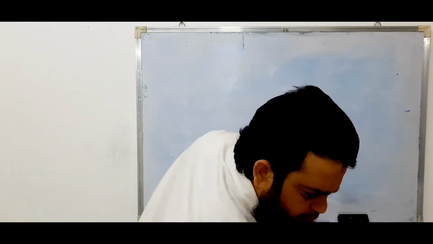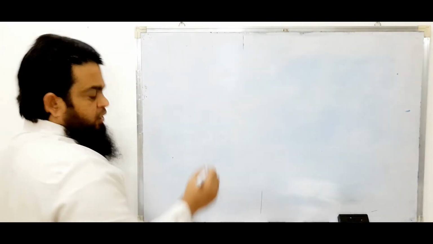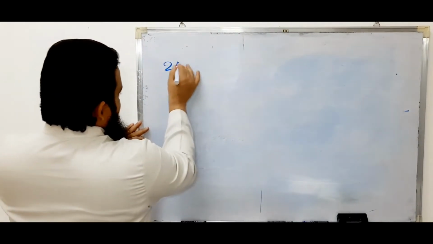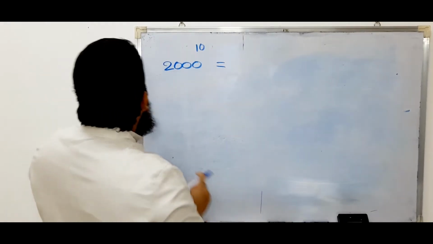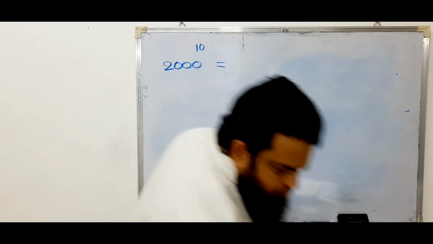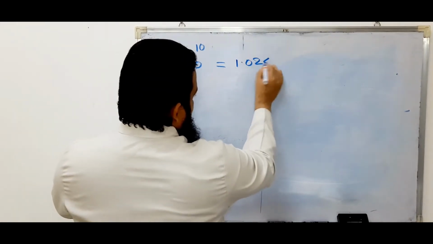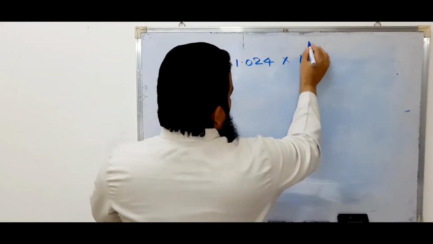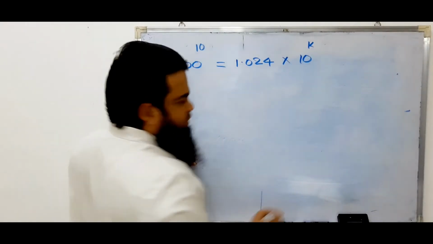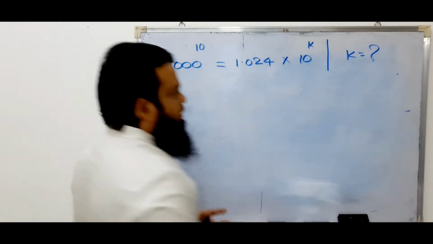The seventh problem is also based on exponents. So 2000 whole to the power of 10 equals 1.024 times 10 to the power of k. So he is asking what is the value of k.